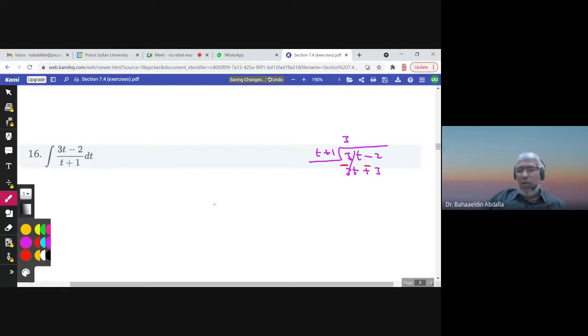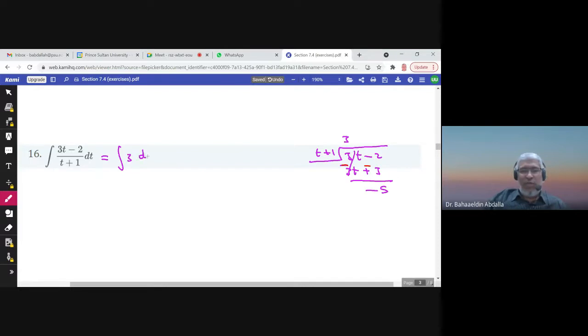Negative 2 plus negative 3 is negative 5. So this is equal to the integral of 3, which is the quotient, dt, minus, because the remainder is negative 5, 5 times the integral of 1 over t plus 1 dt. And the integral is very easy. It's 3t minus 5 ln |t plus 1| plus c.